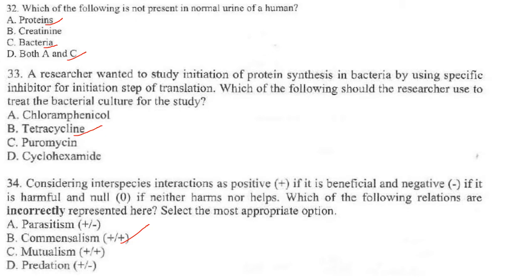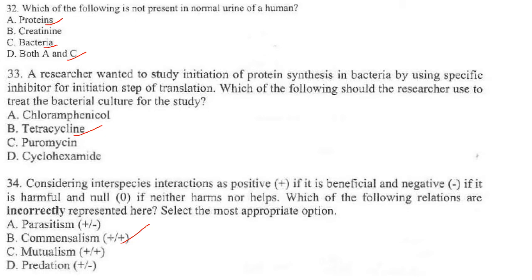Answer is option D. A researcher wanted to study initiation of protein synthesis in bacteria by using a specific inhibitor for the initiation step of translation. Which of the following should the researcher use to treat the bacterial culture for the study?